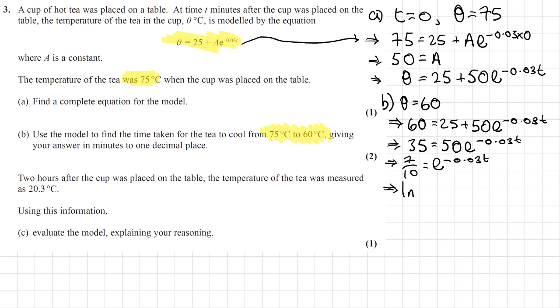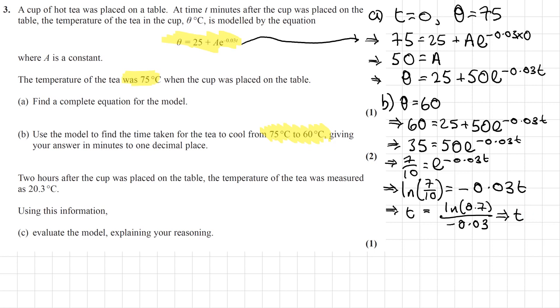So that will be the natural log of 7 over 10 is equal to, so we'll do the natural log of e, that will cancel out, just leaving negative 0.03t. So that will give us t is equal to natural log of 7 over 10, or 0.7, divided by negative 0.03. Let's see what that gives us for t. Now, because we're doing a log of a decimal, this is going to be negative, so negative divided by negative, we're going to end up with a positive number.